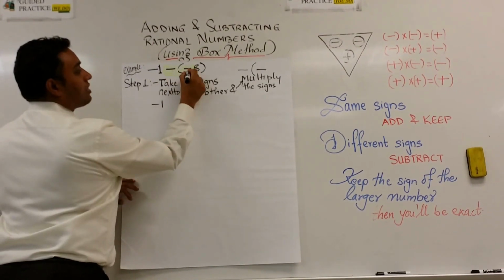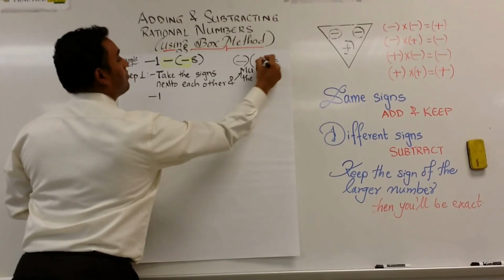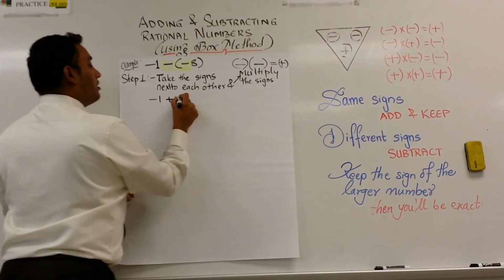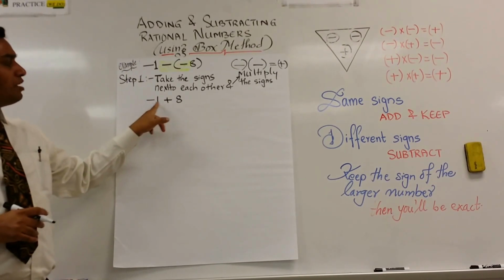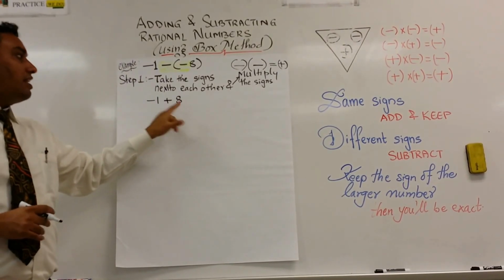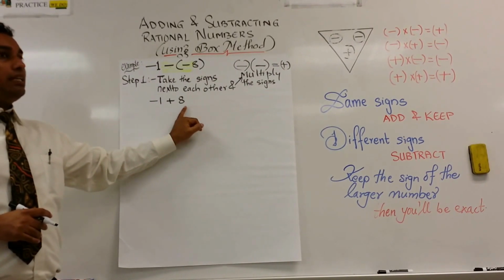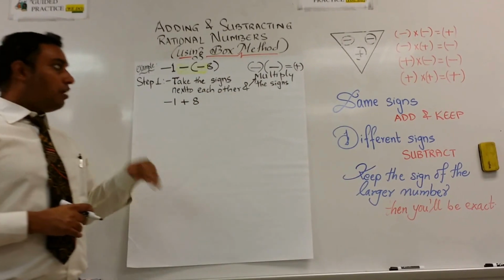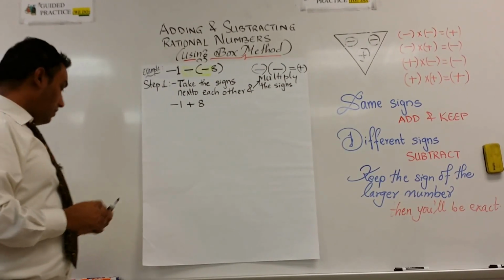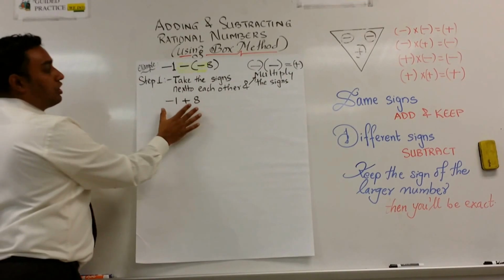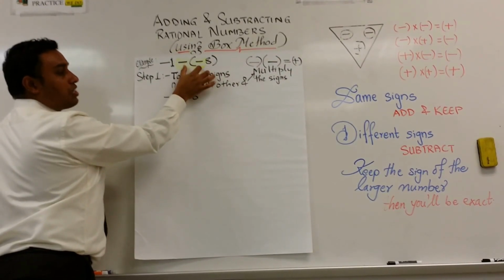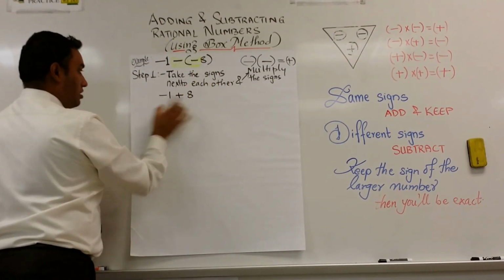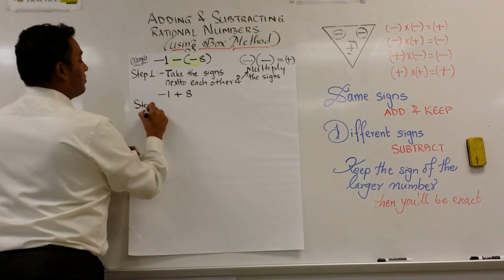-1, and negative times negative will become positive. So -1, positive 8. What did I say? -1, positive 8? Yes, it is not -1 plus 8. I want you to start thinking about it as -1, positive 8. I will let you know the reason later in another video, but right now I just want you to think about it that way. I took away the two signs, made it into one sign, and then I'm going to use my box method to solve this.